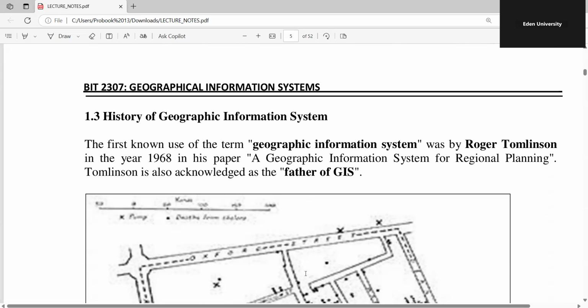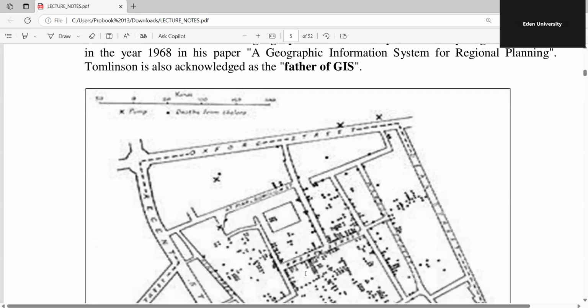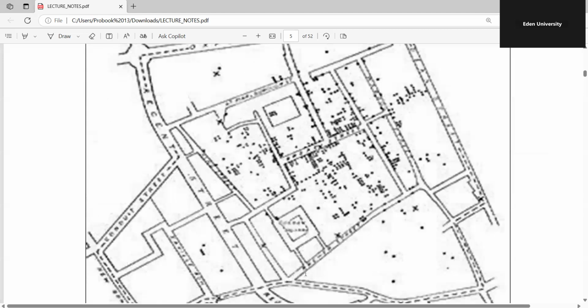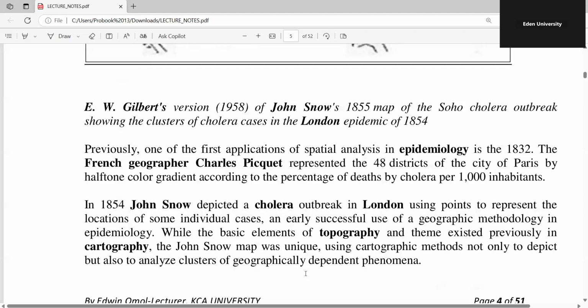We'll look at the brief history of GIS. The first known use of GIS was by Roger Tomlinson in 1968 in his paper, a geographic information system for regional planning. And he's also known as the father of GIS.